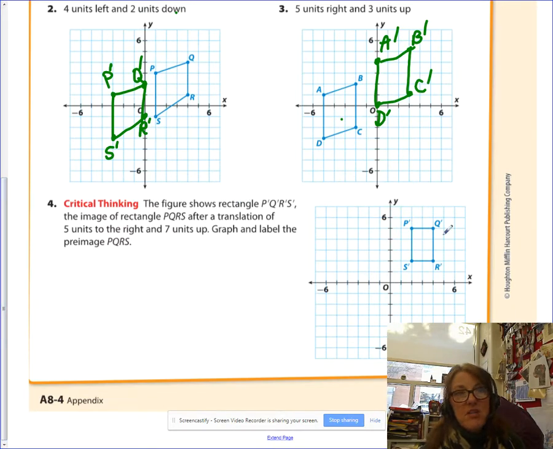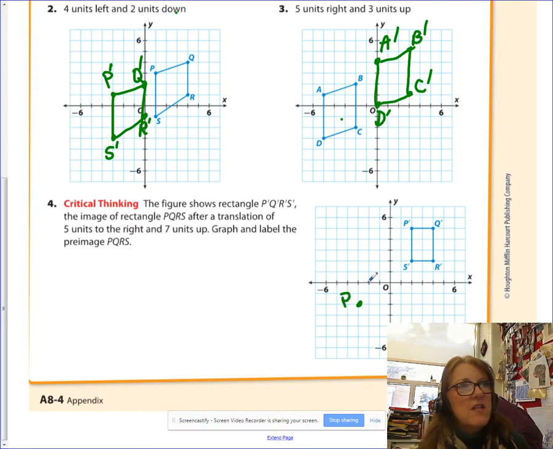This is my image. You have to go backwards and figure out where did this come from so that your translation was 5 to the right and 7 up. Okay, so this is where you ended. So we got to go back 5 units to the left. 1, 2, 3, 4, 5. And then go down 7. 1, 2, 3, 4, 5, 6, 7.